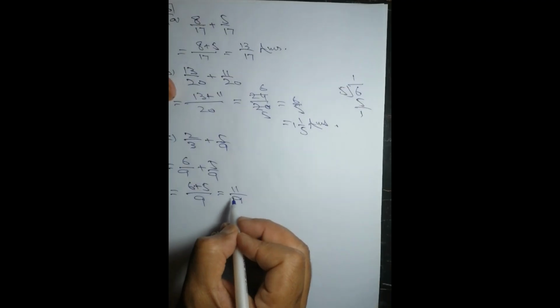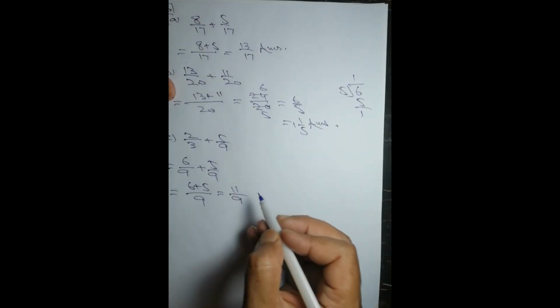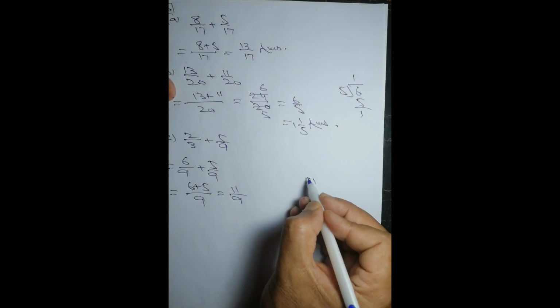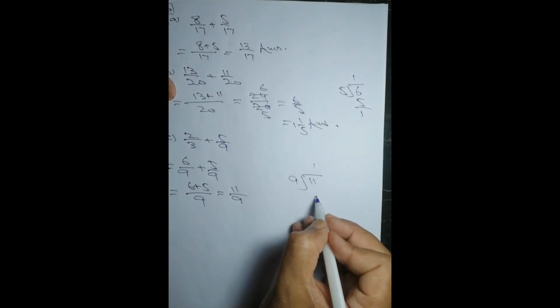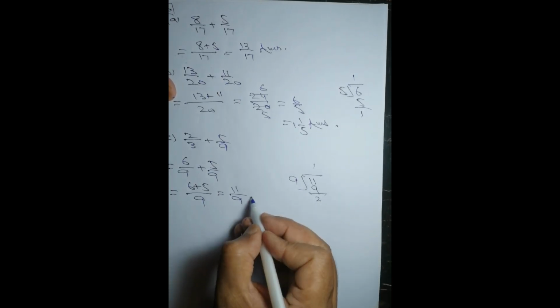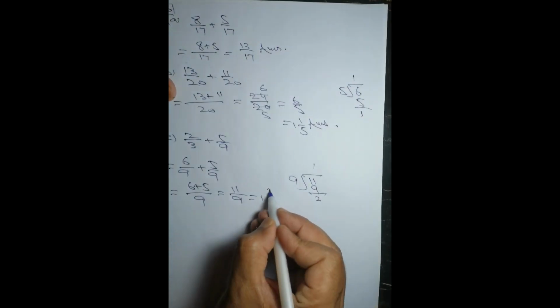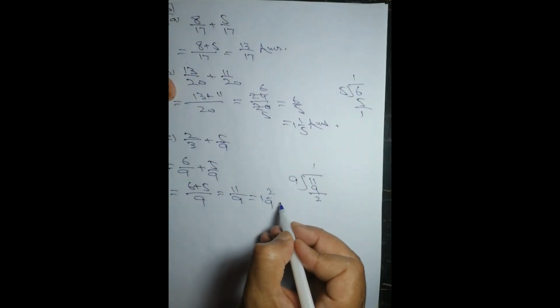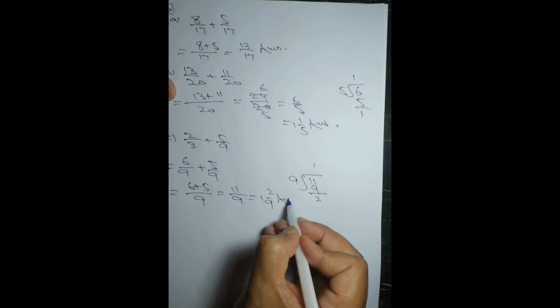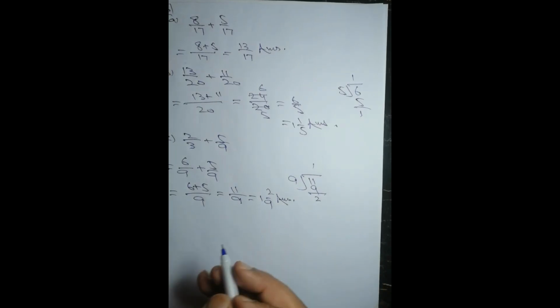This is again improper. The numerator is bigger. We need to make it in proper form. That is, 9 ones are 9, remainder 2, that is equal to 1 whole 2 by 9. So this is a mixed number.